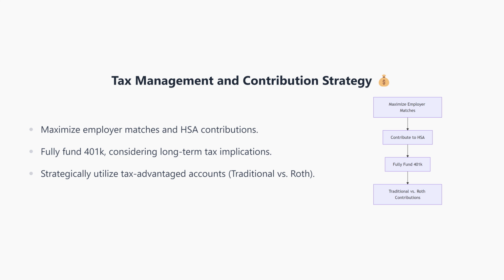Consider your current marginal tax bracket to decide between Roth versus traditional contributions. In our example, the strategy involves maximizing employer matches and utilizing HSAs before moving on to other contributions. Understanding the long-term tax implications and advantages of different accounts is crucial in building an effective tax management strategy.